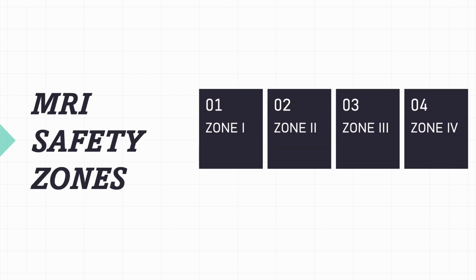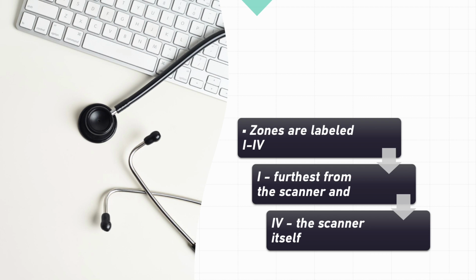MRI suites are subdivided into 4 zones as shown on the slide. The aim of using these zones is to prevent unauthorized access to areas where a high magnetic field may cause injury or even death. In the next slides, we will discuss what each zone represents. The zones are labeled from 1 to 4, 1 being the farthest from the scanner and zone 4 being the scanner itself. Something to note is that zones 3 and 4 are restricted to the MRI staff only.